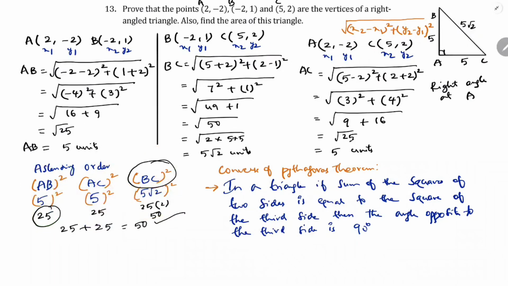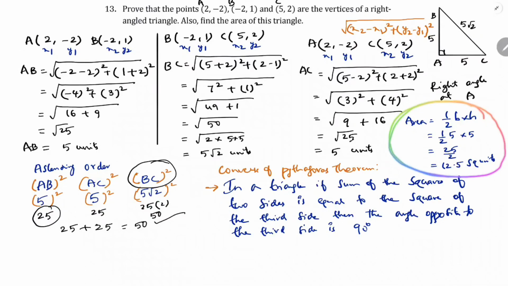Now here they ask for the area. So to find the area, as it is a right angle triangle, half base into height. Base is 5, height is 5, 25 by 2, 12.5 square units. So this is the area, 12.5 square units.